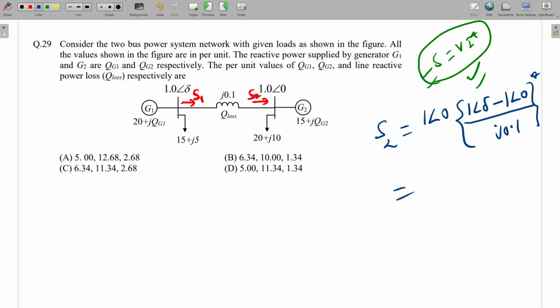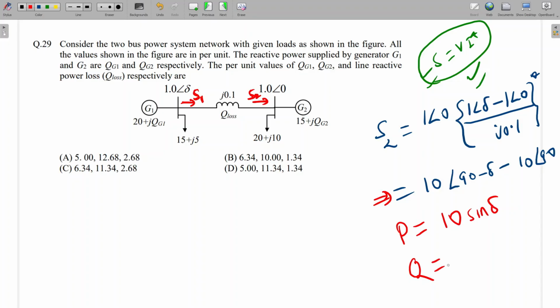So what will be this value? This is delta minus 90. So it will be 10 angle 90 minus delta, minus 10 angle 90. Is this equation clear to all? Just a one-line equation. VI conjugate means just one line. Clear, sir. So P will be 10 sine delta, taking cosine, and Q will be 10 cos delta minus 10. Is it clear? For real power we take cosine, and for reactive power we take sine. So sine 90 will be 1, so it will be 10.